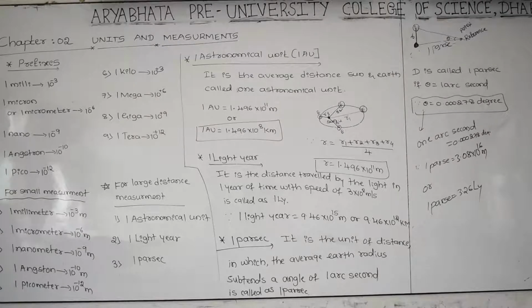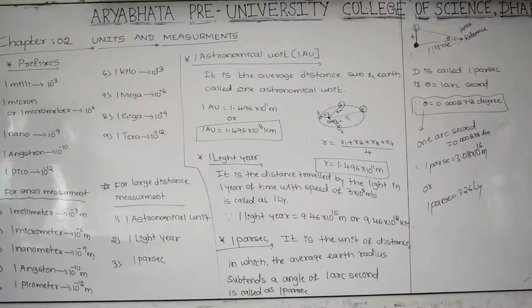Okay, 1 parsec is nothing but the average distance between the sun and that reference point when that theta value is equal to 1 arc second. 1 arc second is equal to how many degrees? 0.000278 degrees is equal to 1 arc second. If theta is equal to 1 arc second, then the distance between the sun and the reference point we are going to call 1 parsec.